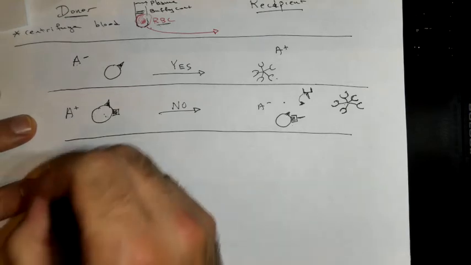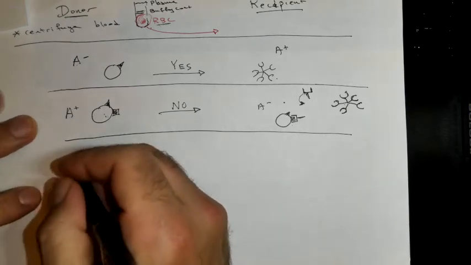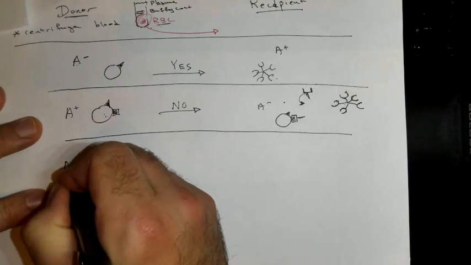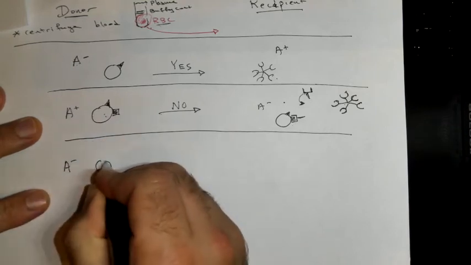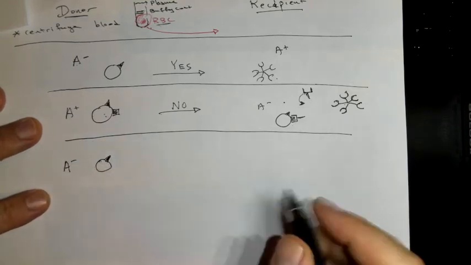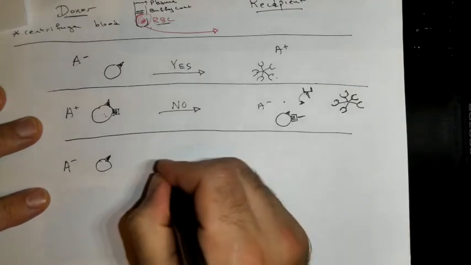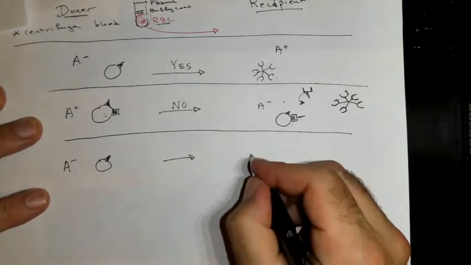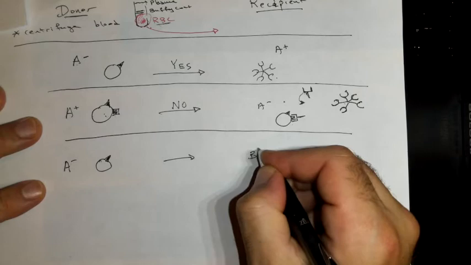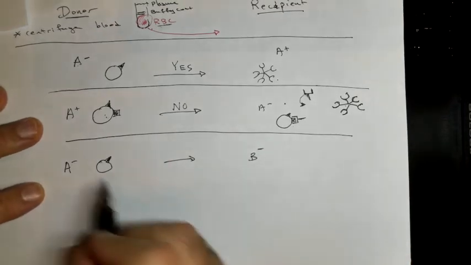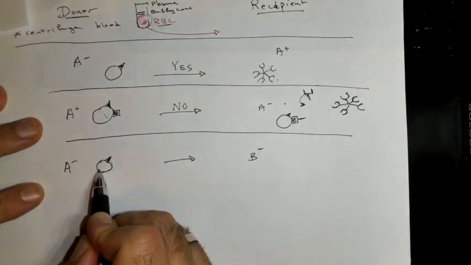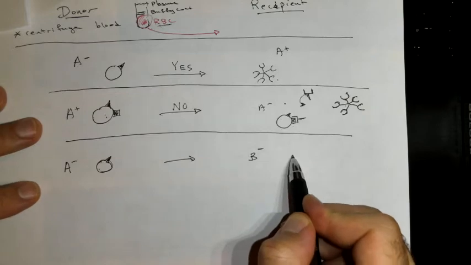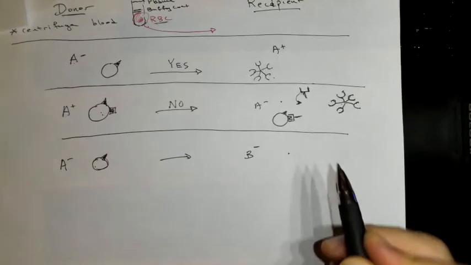Can I give an A negative blood to a B negative blood? And so here I draw the cell, but here I draw the antibodies.